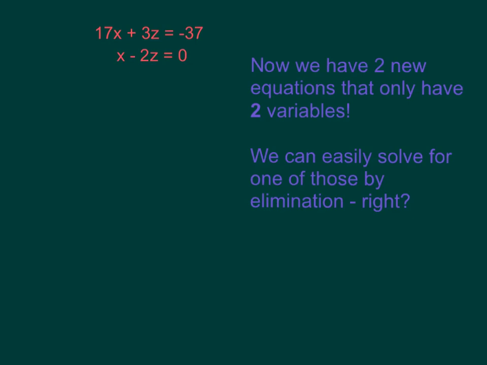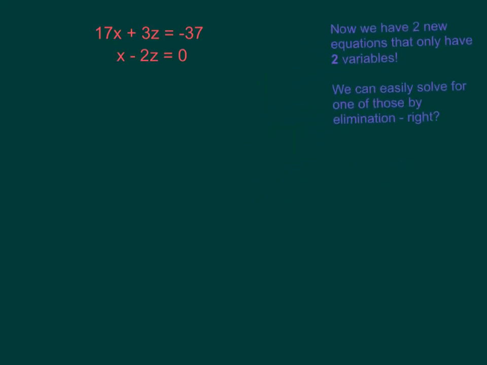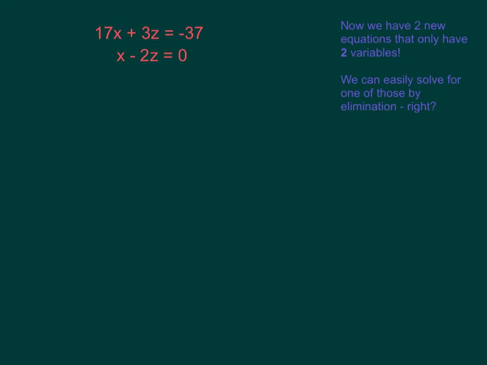All right, so this is great. Now we have two equations that only have two variables, and we can easily solve them by elimination, right? Take a look at the middle term. You have positive 3z and negative 2z. That can easily be taken care of. Even though they are not the same coefficient, they already have opposite signs. So let's multiply them so that they have the same coefficient. I'm going to make them both 6. If I multiply the top equation by 2 and the bottom equation by 3, then I will accomplish that.